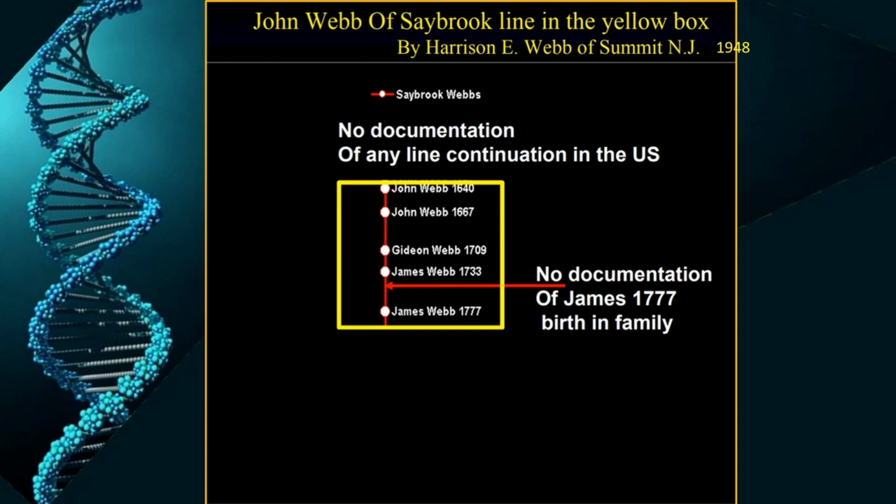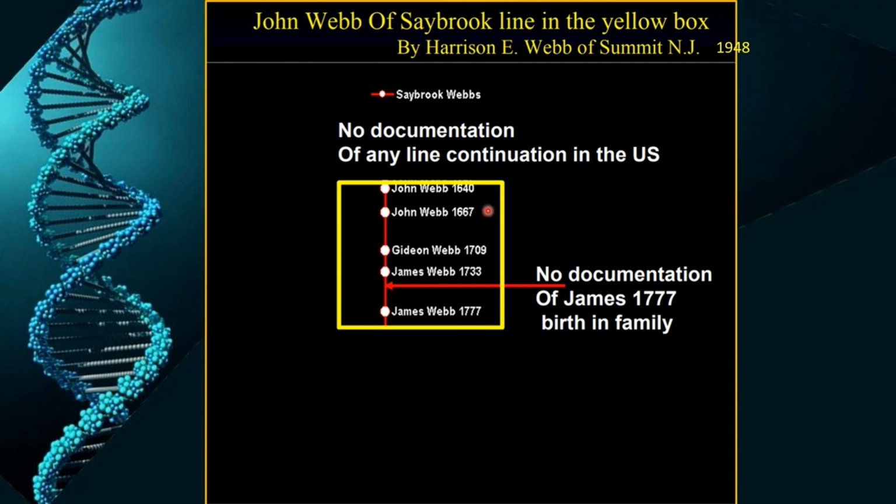Here we see a summary of the work John Webb of Saybrook, a book by Harrison E. Webb of Summit, New Jersey, and that was published in 1948. And it basically covers what's called the Saybrook Webbs because they were down there where the Connecticut River comes out in Saybrook, Connecticut. And we have the first Webb, John Webb, 1640. All right. And he is in Saybrook.